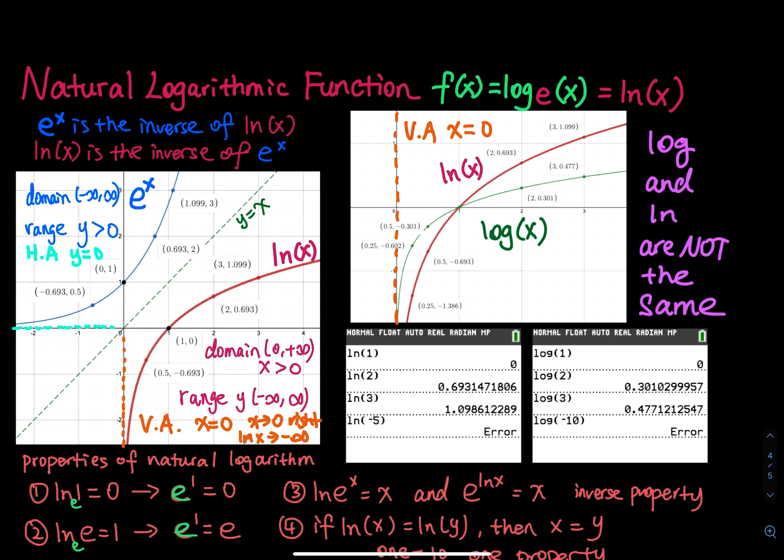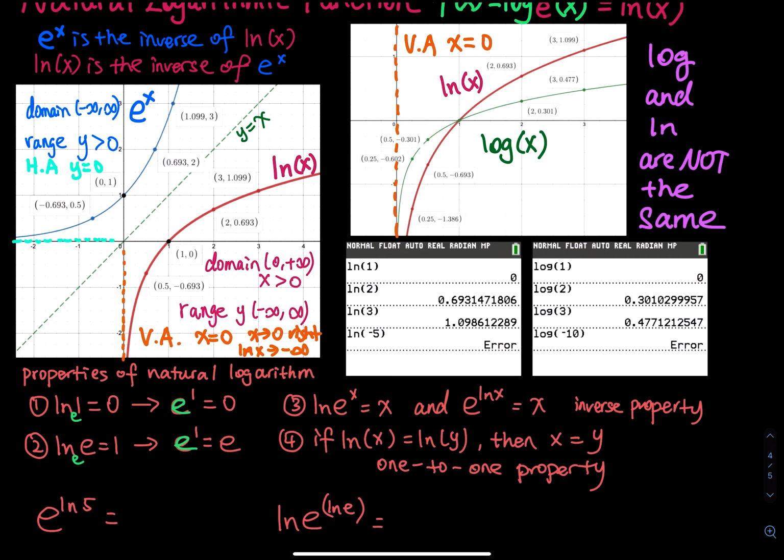Okay, moving on to the properties of natural logarithm. We have 4 properties. They are very similar to the common logarithm. ln of 1 equals 0. For ln of 1, they do not specify the base, but there is a base e in there. You have to know that, but you never write the base. So this is e raised to the 0 power equals 1.